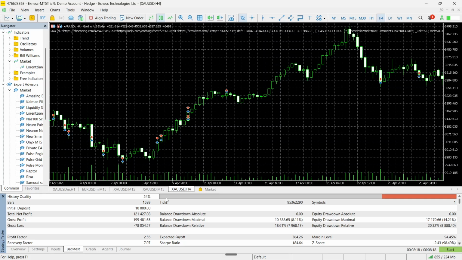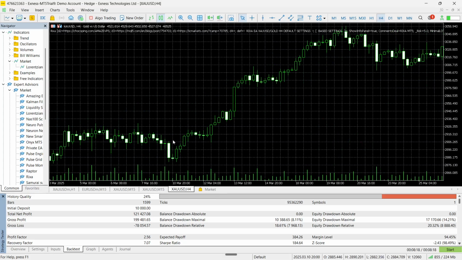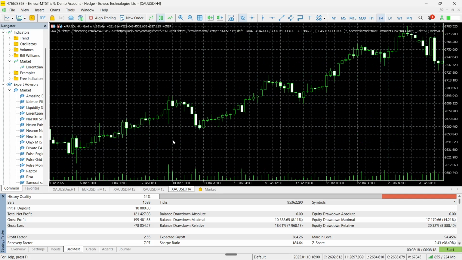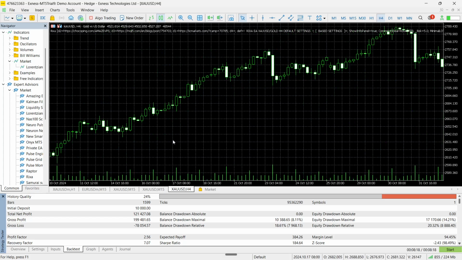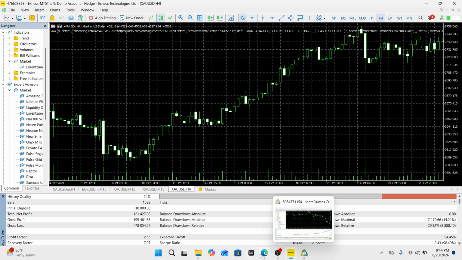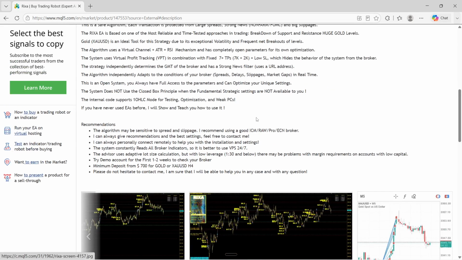The multi-TP and virtual tracking design aims to capture large gold moves while keeping the stop relatively tight. The simultaneous multi-time frame strategies try to increase the chance of catching strong level breaks. The optional additional positions during drawdown introduce a recovery element that, while not classic martingale, still increases exposure while the market moves against the initial trade. Now let's go back to the site.